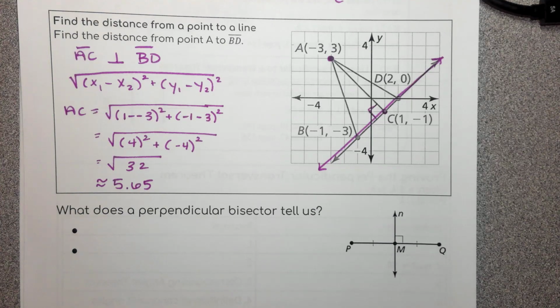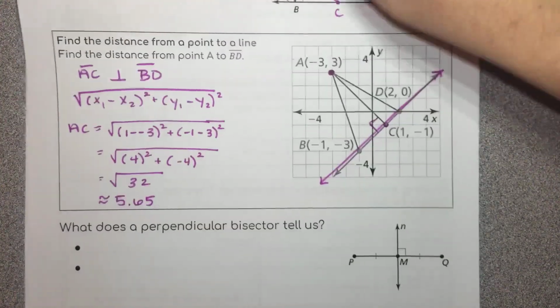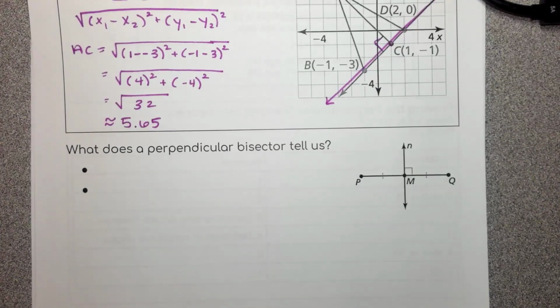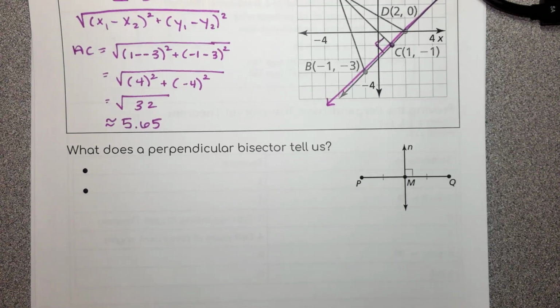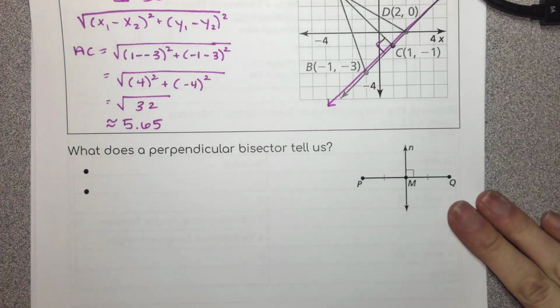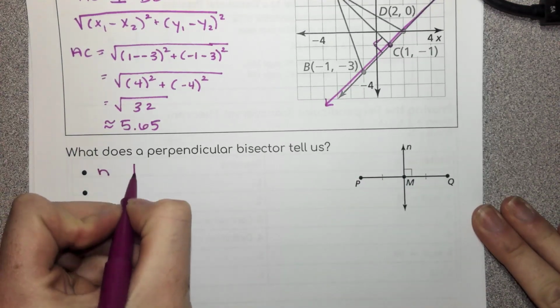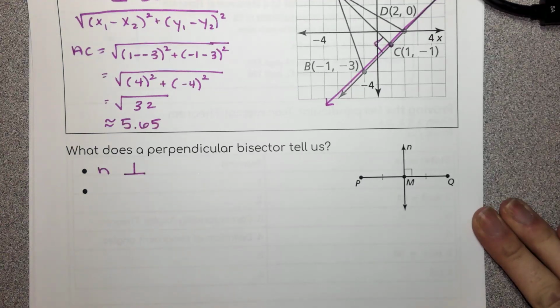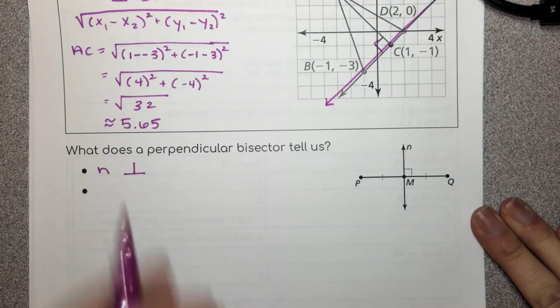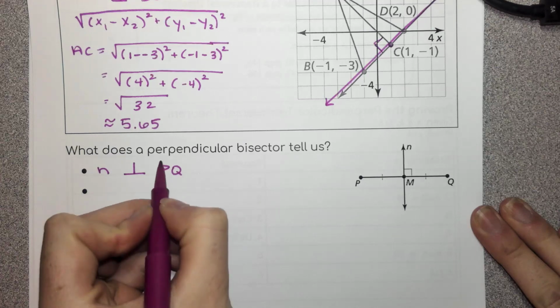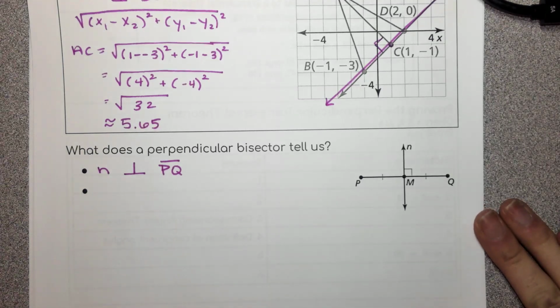All right. So what do we know about a perpendicular bisector? What does the word perpendicular mean? If they meet at 90 degrees. So if we're using this picture, we would know that N is perpendicular, which is the upside down T, to the line PQ. Okay, what does bisector mean? It crosses the middle.